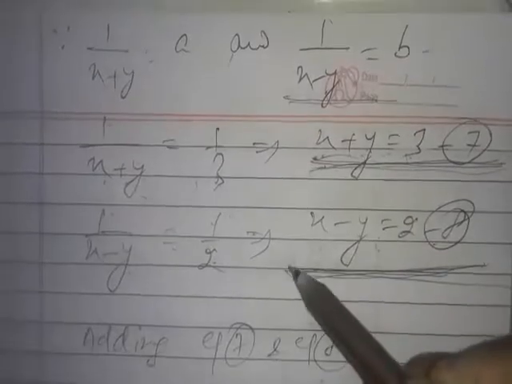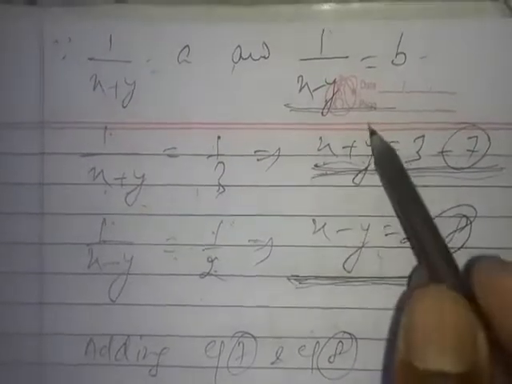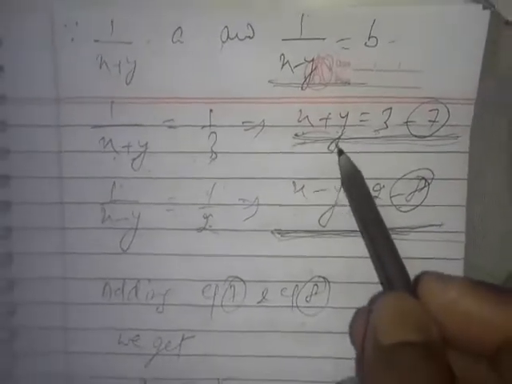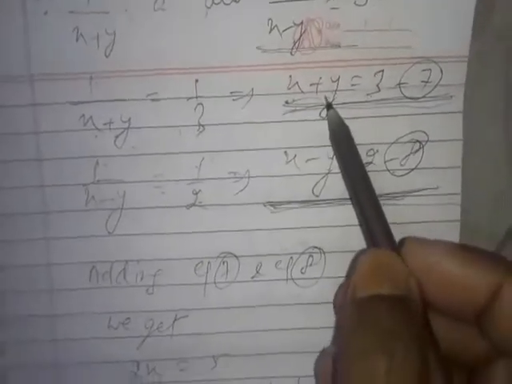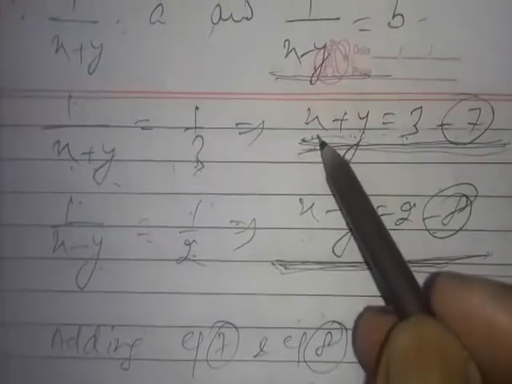When we will observe these two equations, we see that the variables x and y both are having the same numeral coefficients. All are having 1. So we can use either of the method. Either we add it or subtract it. Now again, by adding it, we get equation number 7 and 8.